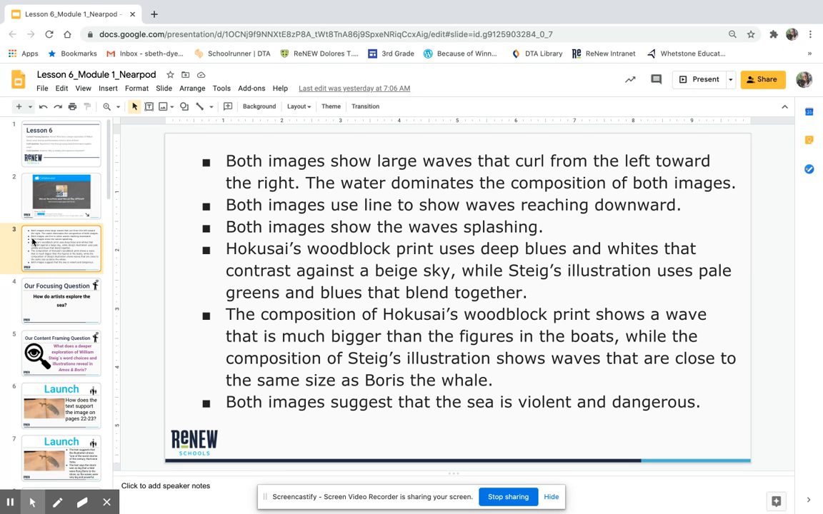After we did that on a Collaborate board, I stamped some key understandings. We said both of the pictures showed large waves. The waves were splashing in the picture. They did use different colors though, and the composition was a little different because in the woodblock print, the Great Wave, the wave shows that it's much bigger than the figures in the boat, while the composition of Steig's illustration shows the waves are close to the same size as Boris the Whale. Both of the images suggest that the sea is a violent and dangerous place.